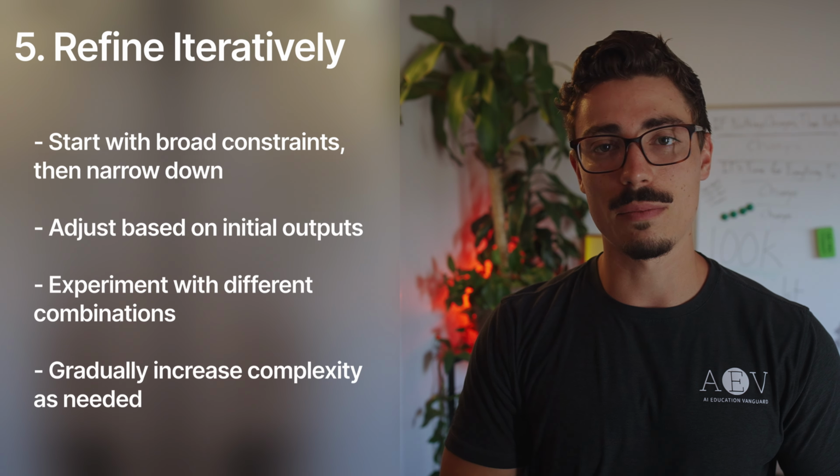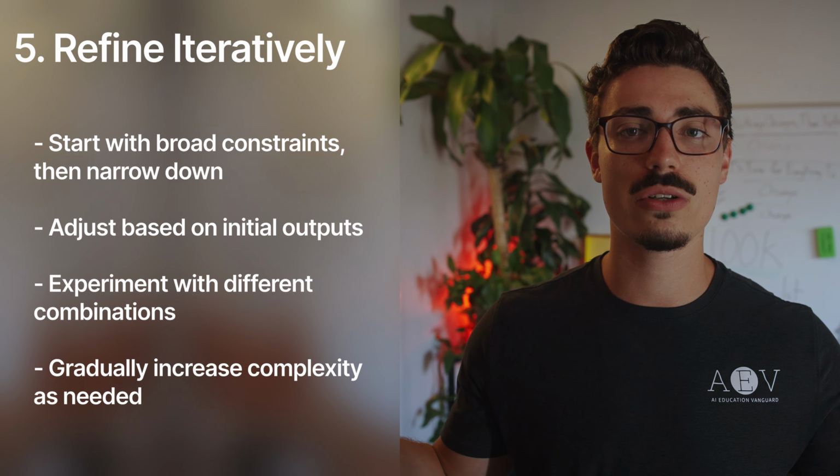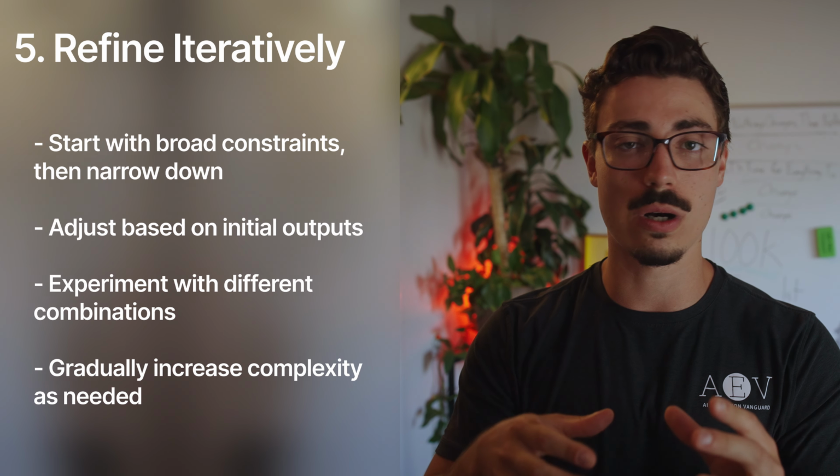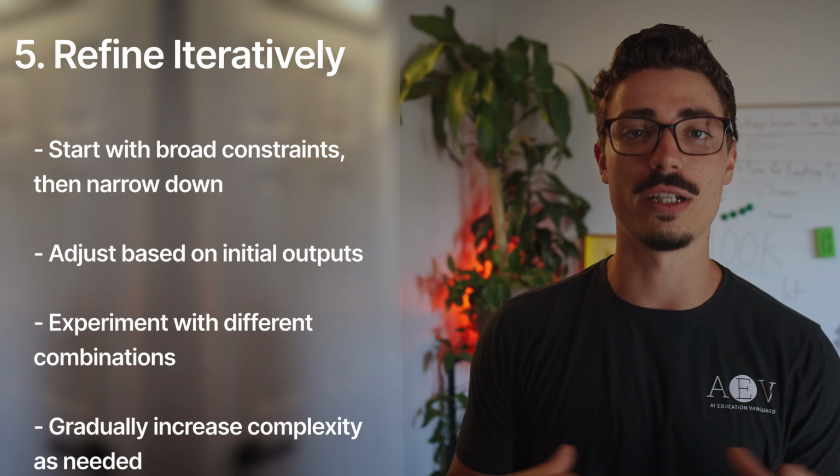Number 5 is going to be refinement. Always start with more broad constraints and gradually add more specific ones to get the desired output that you want. It's better to start wide and hone it in. All right, I want to go over a couple more practical applications of constraint generation to keep that brain turning and to lock this in for you.